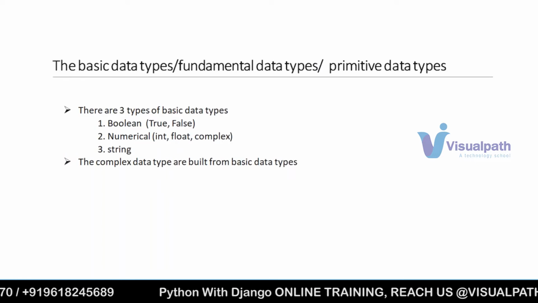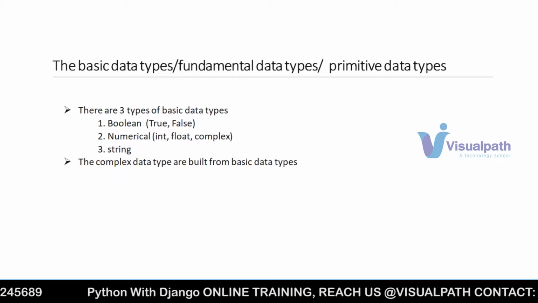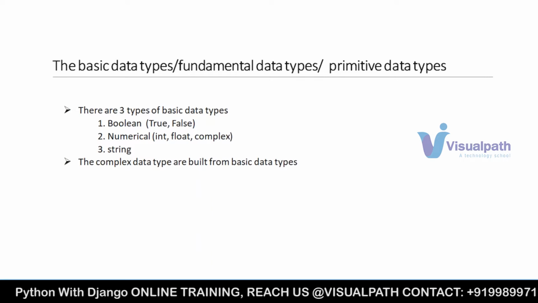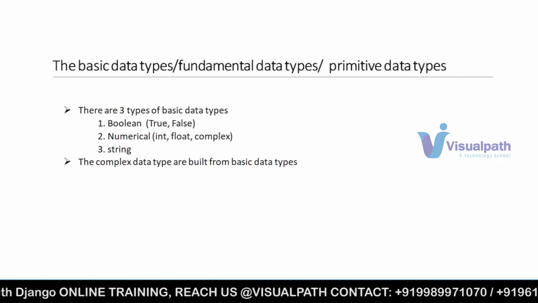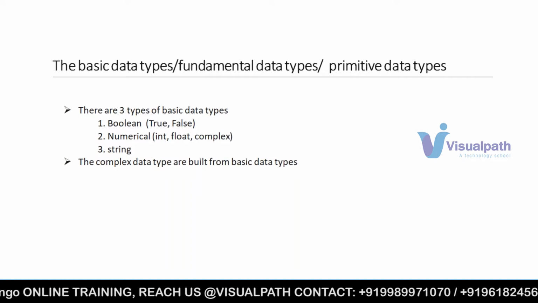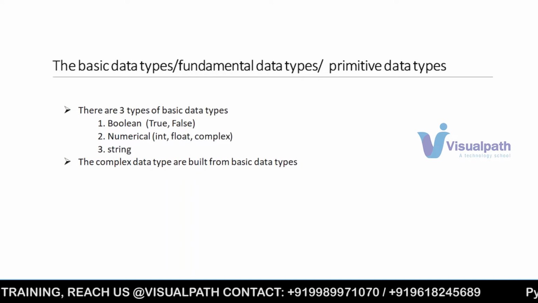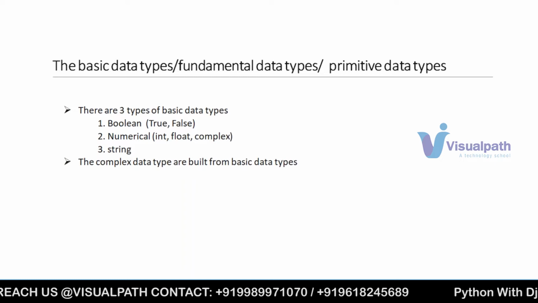So there are 3 types of basic data types. We can call it basic data types or fundamental data types or primitive data types. If you Google, some people will say basic, some will say fundamental, some will say primitive data types. We call it fundamental data types. Okay, so Boolean type. In Boolean again we have 2 values. Boolean means true and false.